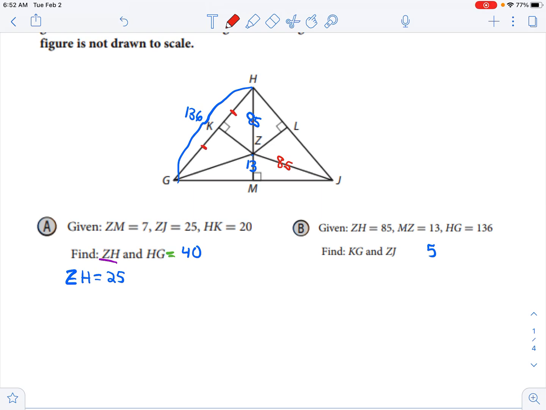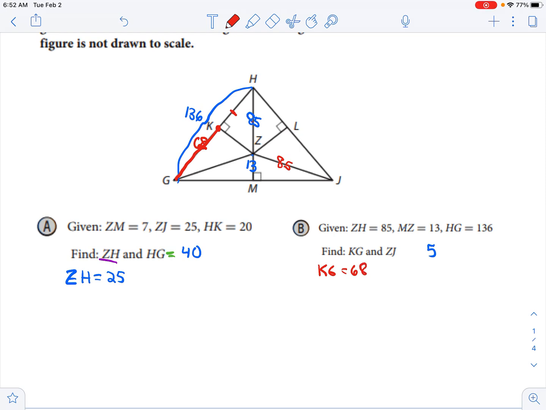So we go through it. If we want to find K to G, K to G is from this point to this point. So we know the whole distance is 136. So we take our 136, divide it by 2, and we get 68. So this side right here is 68. So we know K to G equals 68.